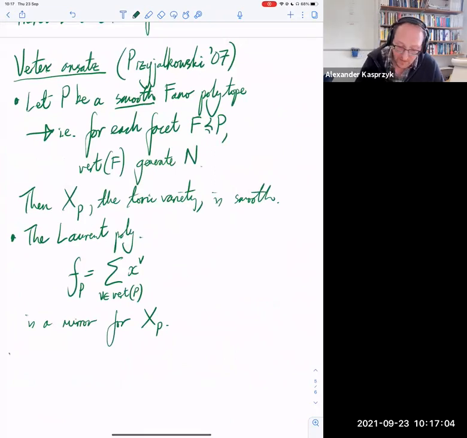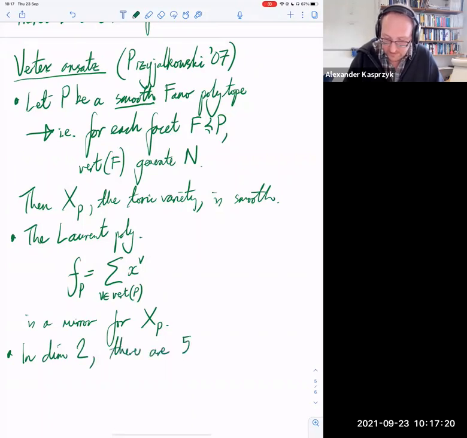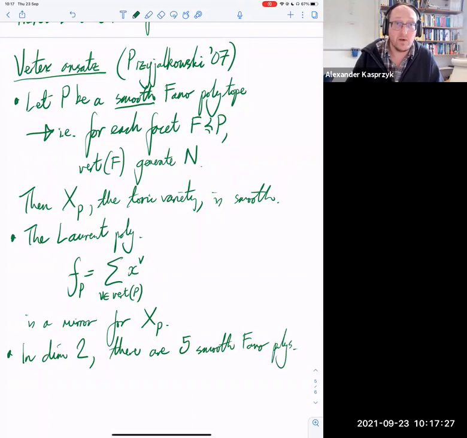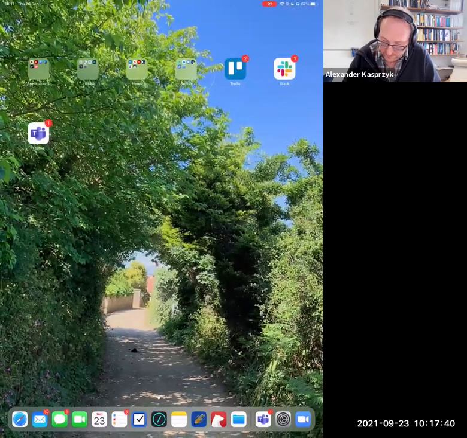And how does it perform? Well, of course, it's got the drawback that you can only work with smooth Fano polytopes. So in dimension two, there are five smooth Fano polytopes. And so, of course, we recover mirrors for exactly five of the 10 smooth del Pezzos.